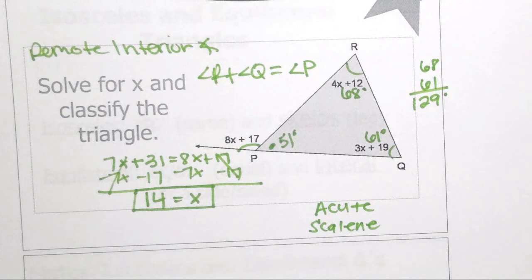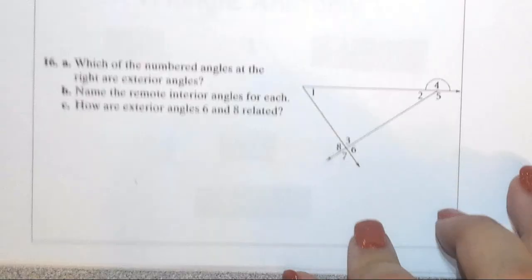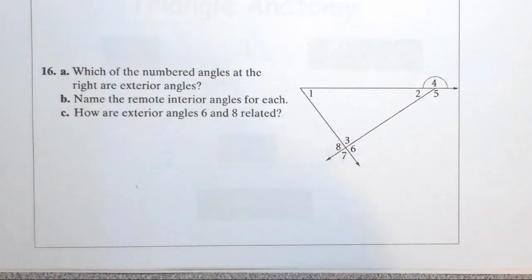Do I have any questions about that? When it just says classify the triangle, do both. Yeah, if it just says classify, do both. Sometimes I will say classify by side or angle, then you only do one. All right.